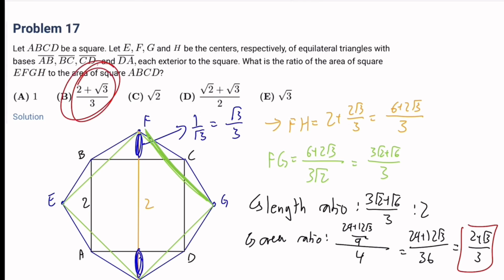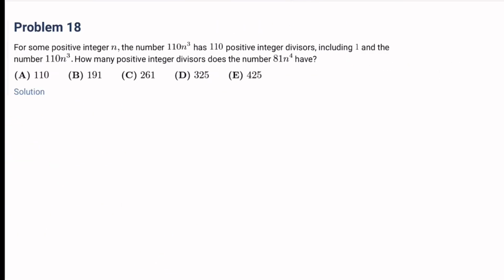It's B. Number 18: for some positive integer n, the number 110 n cubed has 110 positive integer divisors, including 1 and the number 110 n cubed. How many positive integer divisors does the number 81 n to the 4th power have?